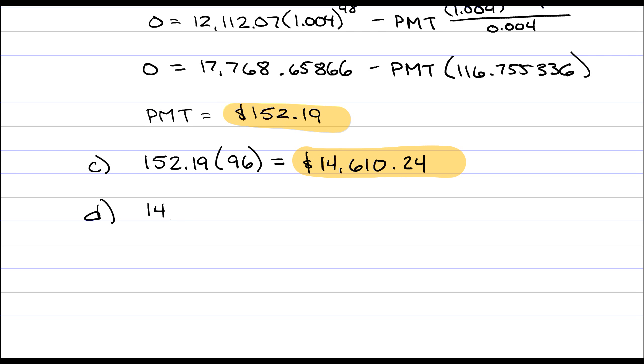In Part D, we want to know how much interest does Gary pay? He pays back a total of $14,610.24. He received $10,000. This is the amount that he actually borrowed. So the interest is the difference between the two, or $4,610.24.